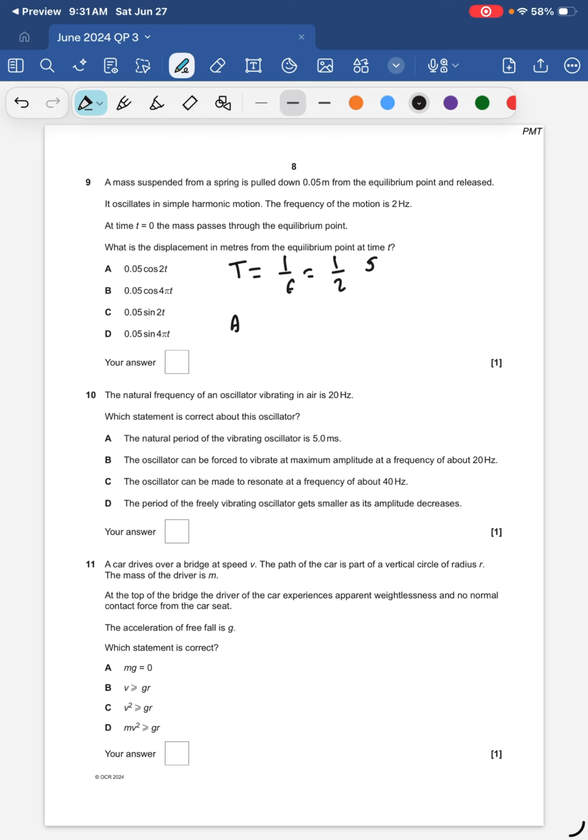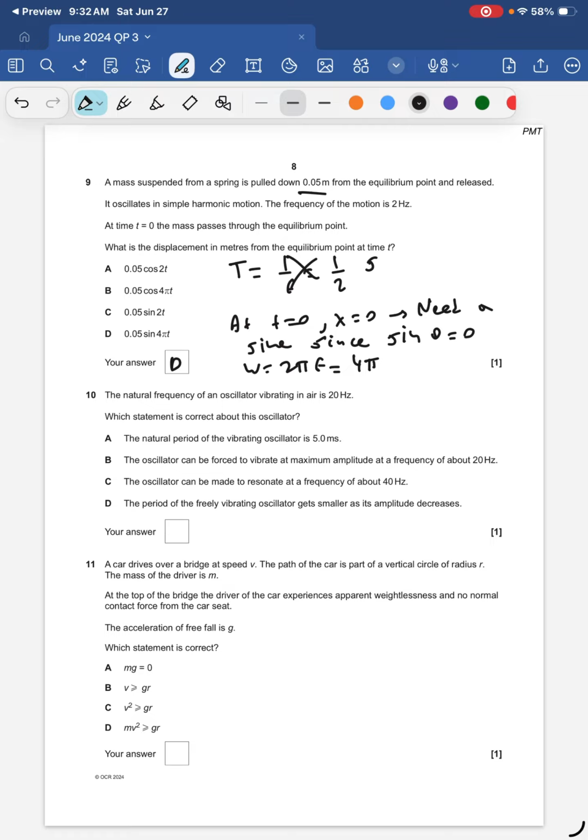Okay, so at t equal to 0, x is equal to 0. So we need a sine function, since sine of 0 is 0, okay? But omega is 2 pi times the frequency, which is actually 4 pi. So the only option that works is D, because the displacement is 0.05 meters. So at time t equal to 0, the displacement is 0, so that works. And then we have the correct omega, okay? I don't know why we calculated the period. I think we don't need it after all, so I'm sorry I did that. Okay, let's move on to 10.